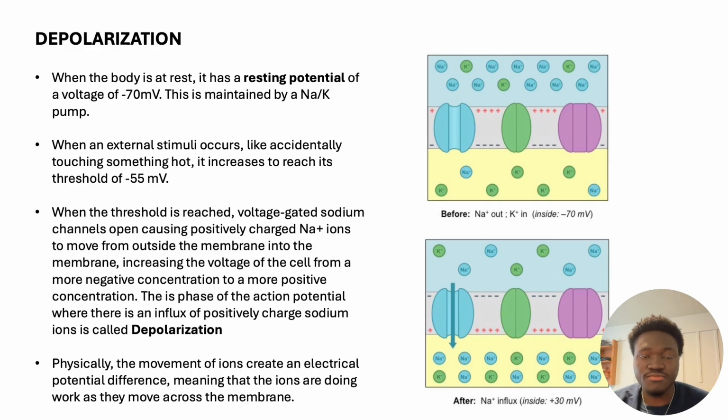When an external stimulus occurs, the voltage of the membrane approaches its minus 55 millivolt threshold. When the threshold is reached, Na+ ions rush into the membrane through the sodium channel, positively increasing the voltage of the cell membrane. This process is called depolarization. Physically, the movement of Na+ ions creates an electrical potential difference, therefore doing work to move across the membrane from a high concentration state to a lower concentration state.